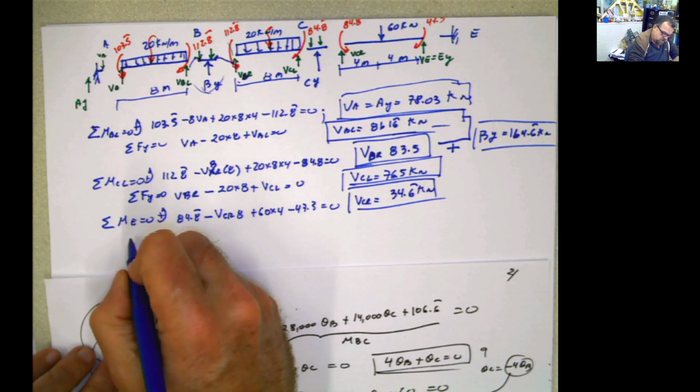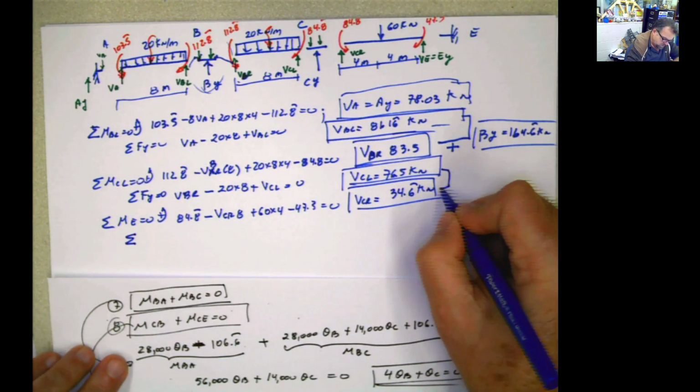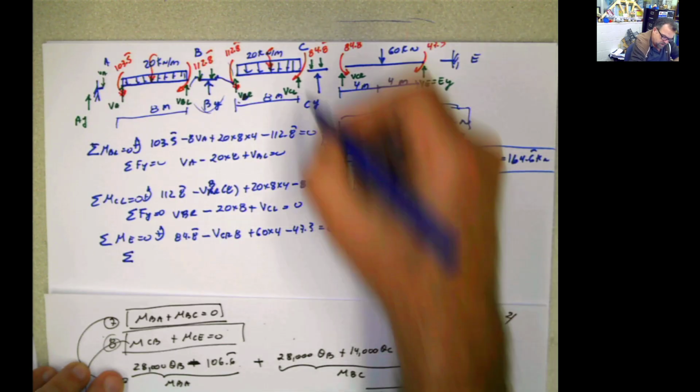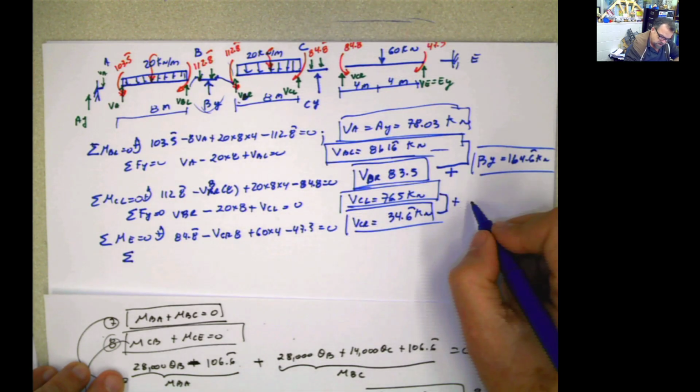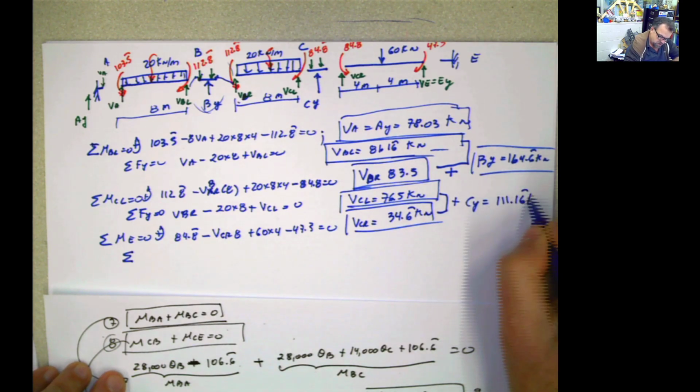Summation, summation, summation. Now if I get these two, once again, and I add them up, this is one, this is the other one, it's going to give me CY, and CY is 111.16 kilonewton.